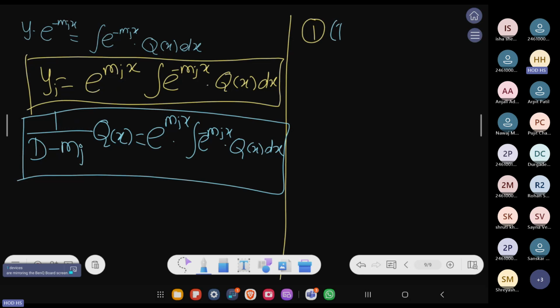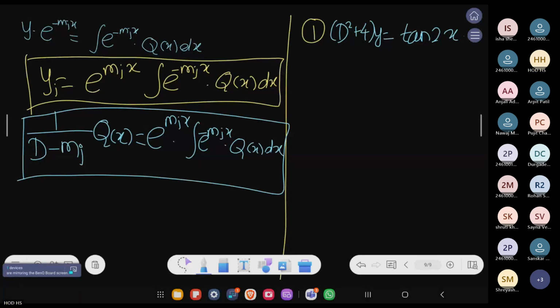Consider this problem: D squared plus 4 times y is equal to tan 2x. We will extend for 15 minutes. We'll end the lecture at 10:15, so that we can cover this complete problem, and I can just say that the fifth rule is done by discussing only one problem.